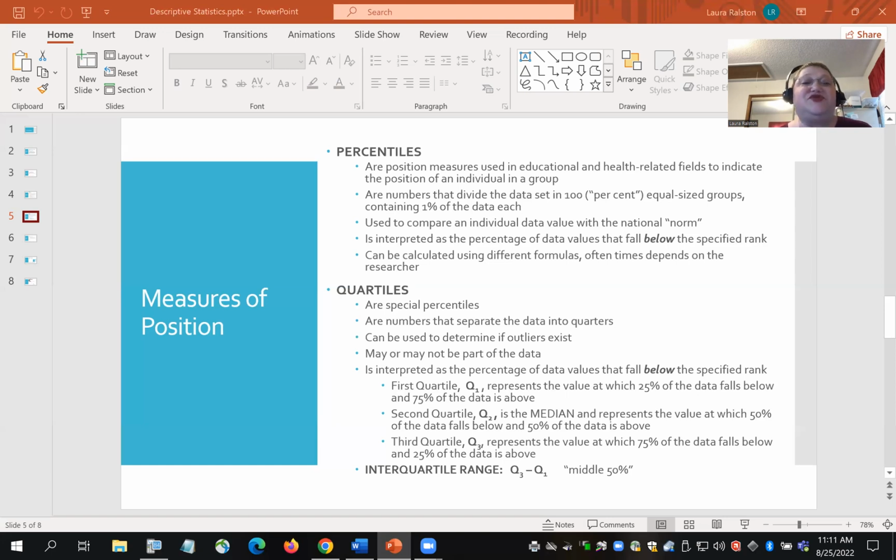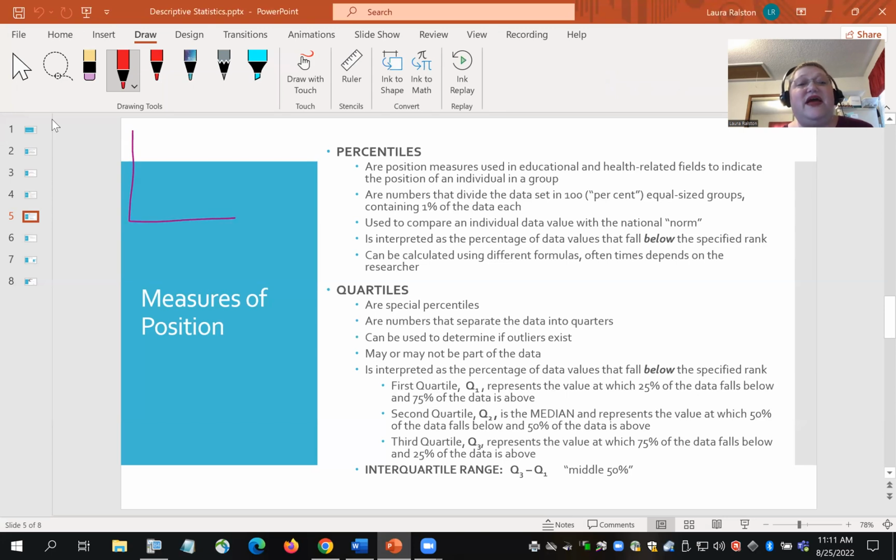What I picture in my mind when I'm thinking about percentiles is little cubby holes or mailboxes. I'm not going to draw it perfectly, but you would have 100 little cubby holes, and you have to put the data into those cubby holes so that each one contains 1%. Okay, percent literally means per 100. So that's why you would have 100 groups, and each one would contain 1%.